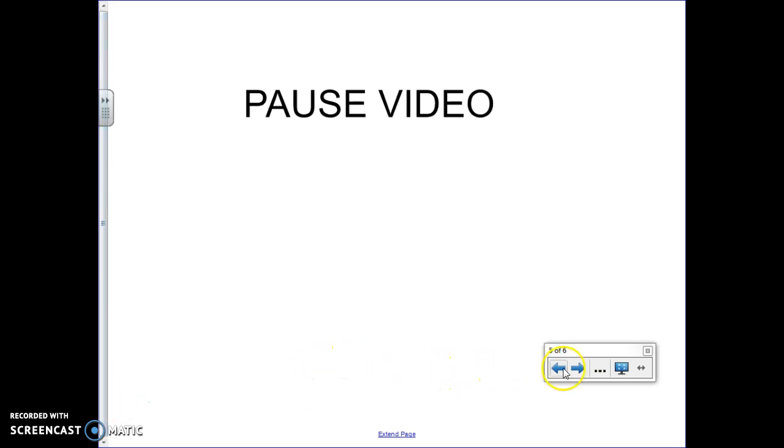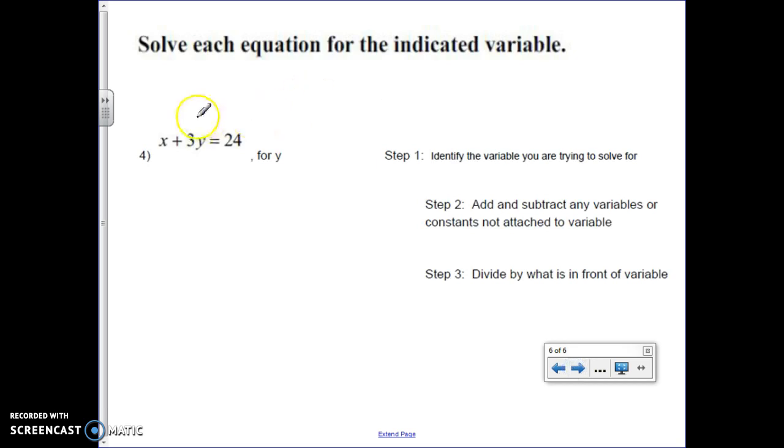So hopefully you had a chance to try number 4 in your notes. Right now, I'm just going to follow through, and hopefully it's exactly what you did. The goal here is to get y by itself again. So for step 2, I want to add or subtract any variable or constant not attached to the variable we're trying to solve for. In this case, I want to subtract x from both sides. So I have 3y equals negative x plus 24. So I'm done with that.